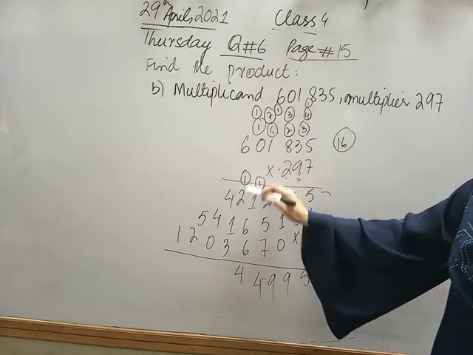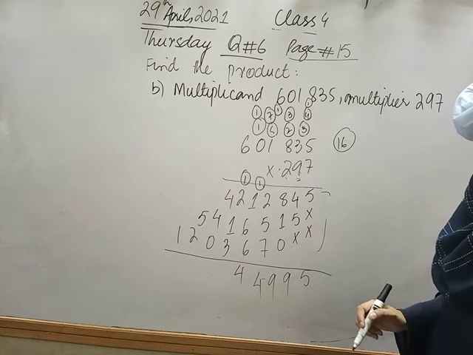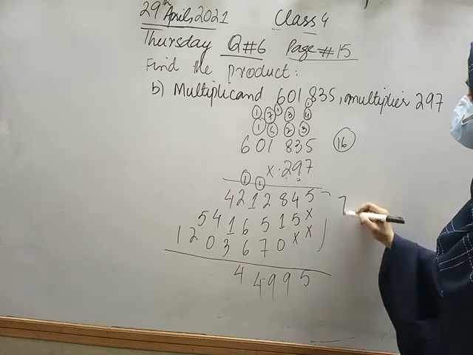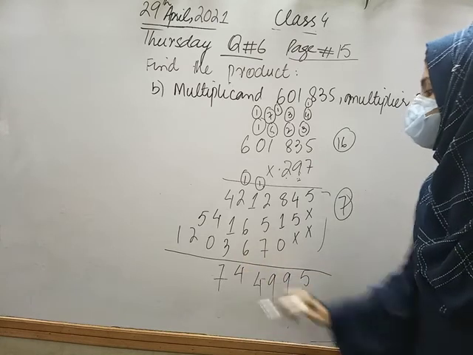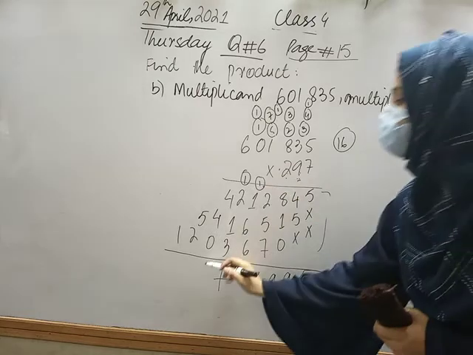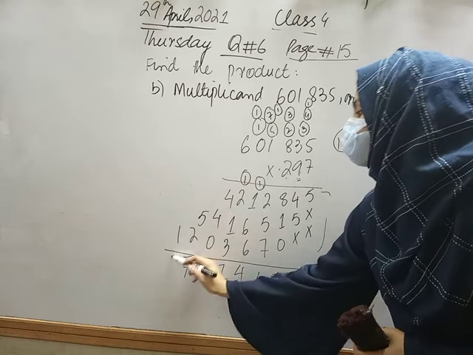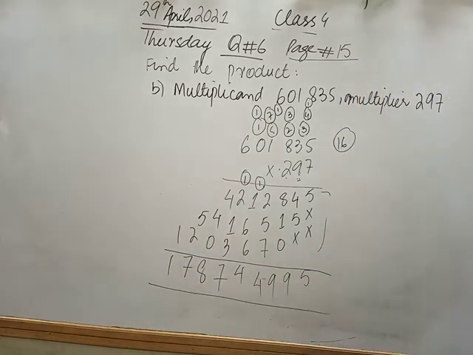Next number: 2 plus 1 is 3. 3 plus 1 is 4 and 4 plus 3 is 7. So I will write 7. Next, 4 plus 4 is 8. 5 plus 2 is 7 and 1 as it is. Okay class? And 1 as it is. So this is how we can solve multiplication of a 6 digit by a 3 digit number.